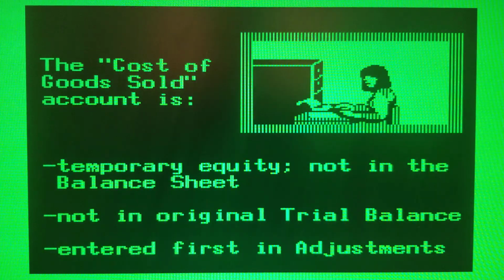Of course, the cost of goods sold account, like the various expense accounts, is a temporary equity account which does not appear in the balance sheets. But you will recall that, unlike the expenses, it does not have a balance in the original trial balance, since it is first entered in the adjustments columns, then also appears in the adjusted trial balance and the income statement columns.